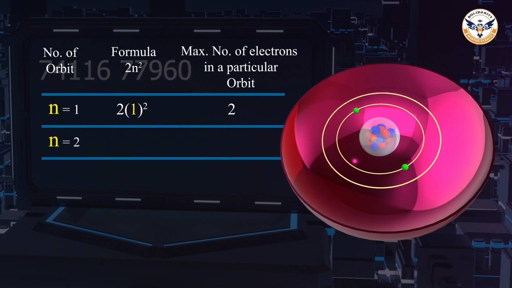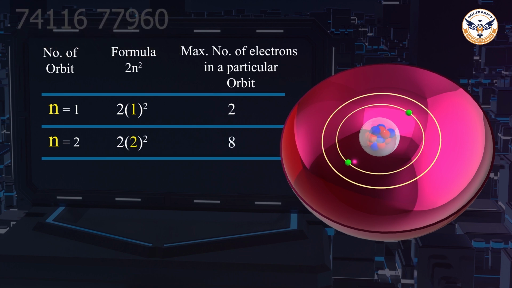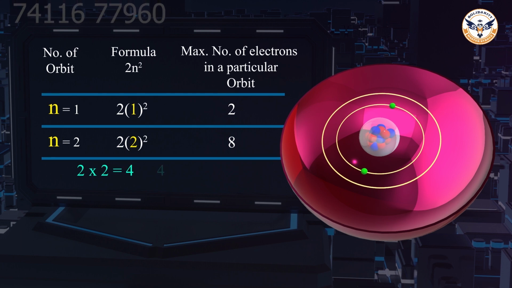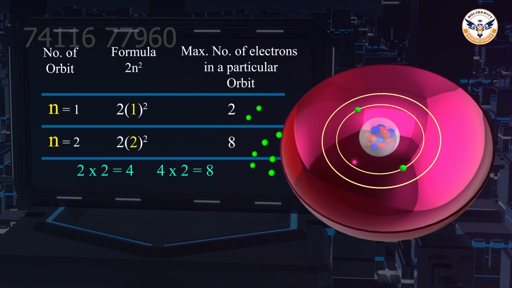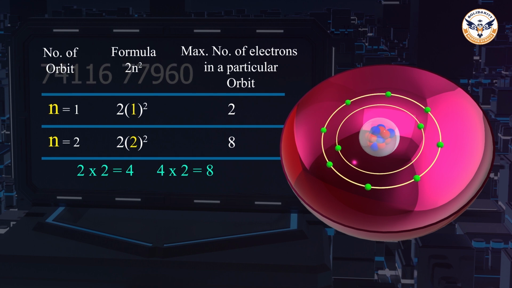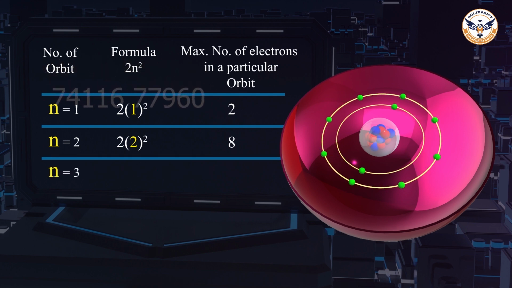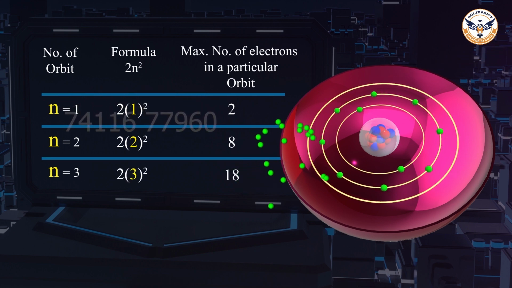Similarly, for the second orbit, n is equal to 2, so 2n squared equals 8. It means 2 twos are 4, 4 twos are 8. Hence, the maximum number of electrons that can be accommodated in the second orbit or L shell is 8. Although, the third orbit can be occupied by a maximum of 18 electrons.